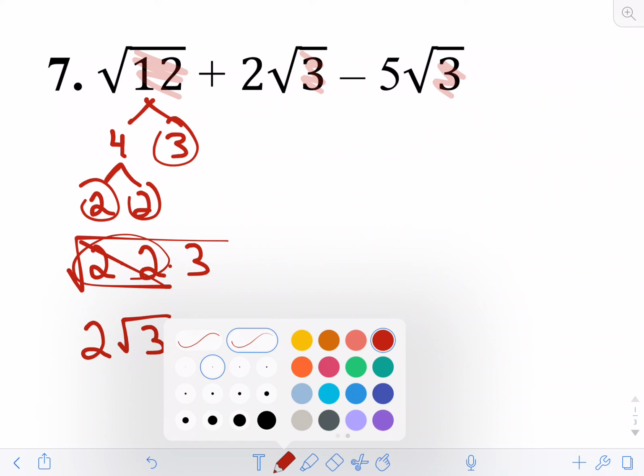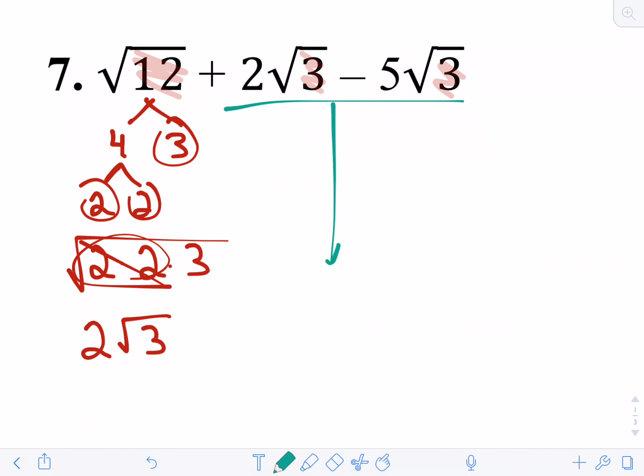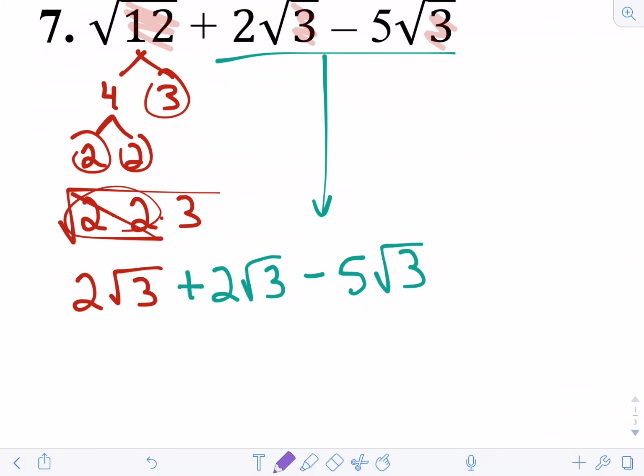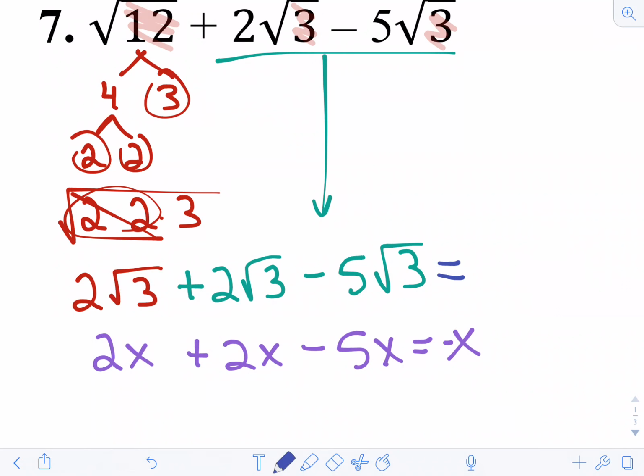And then I'm going to bring down everything else that I have. So all this stuff here, I'm going to bring straight on down. So plus 2 square roots of 3 minus 5 square roots of 3. Now, if you notice, they all have the exact same number in the square root. So just combine like terms. It's the same thing as saying 2x plus 2x minus 5x. So I have 2 plus 2 is 4, and 4 minus 5 is a negative 1. But I have the square root of 3 instead of an x.